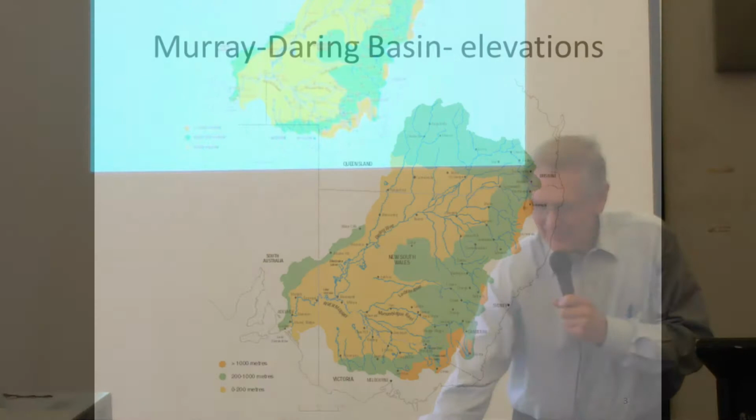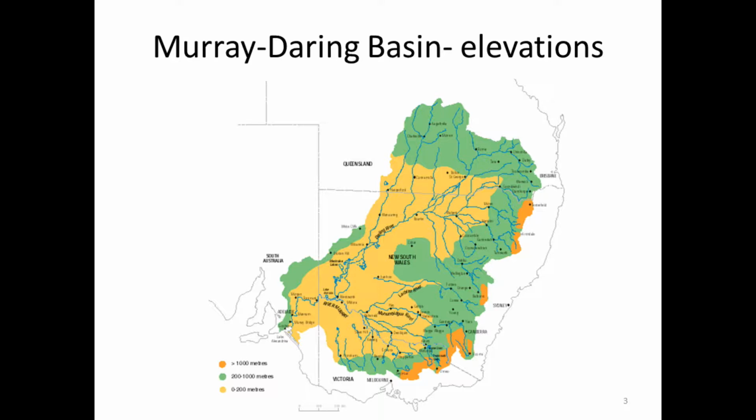Just to remind ourselves the extent of this basin and how tiny the South Australian bit is. The runoff, in a sense, South Australia is negligible. And these are the elevations you see. Of course, the mountains are the Great Dividing Range.